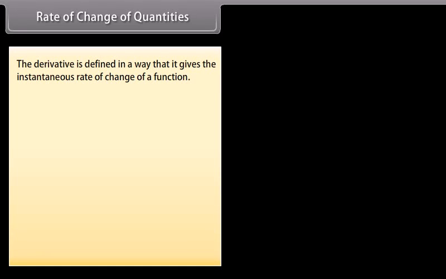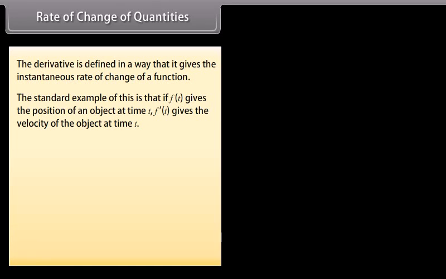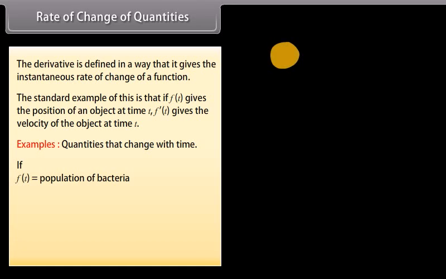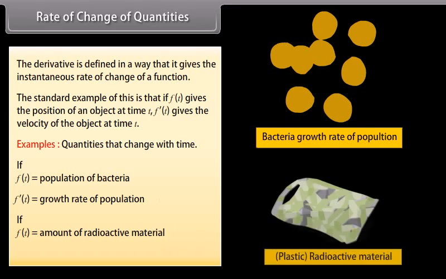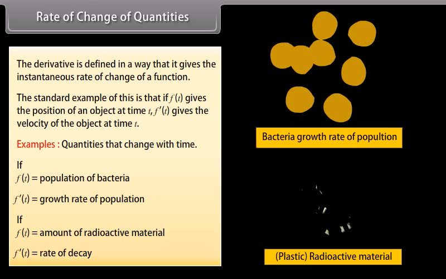Rate of change of quantities. The derivative is defined in a way that it gives the instantaneous rate of change of a function. The standard example of this is that f(t) gives the position of an object at time t, and f'(t) gives the velocity of the object at time t. Let's take some examples of quantities that change with time. If f(t) is equal to population of bacteria, f'(t) is equal to growth rate of population. If f(t) is equal to amount of radioactive material, f'(t) is equal to rate of decay.